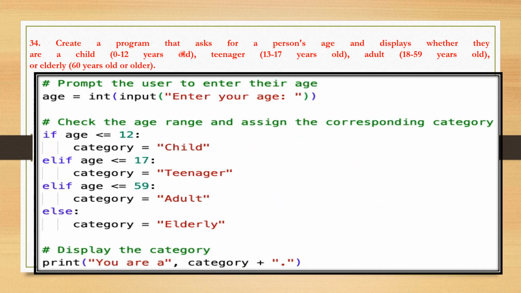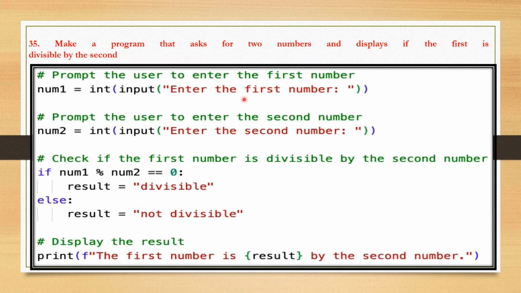The next is to write a program that asks for a person's age and displays whether it's a child, teenager, adult or elderly. So in this first prompt the user to enter their age, check if it is less than 12, so say child. If age is less than or equal to 17, the category is teenager. If it is less than 59, the category is adult, else the category is elderly, and finally we'll display the result.